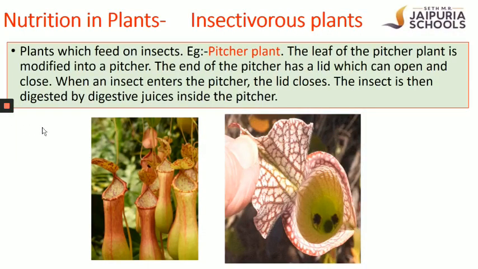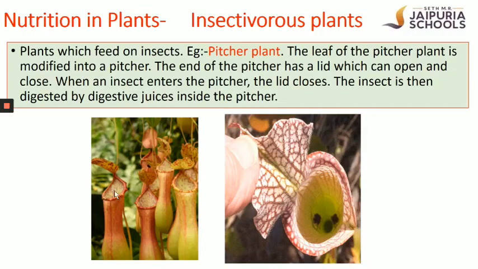Insectivorous plants. Plants which feed on insects. Example, pitcher plant. The leaf of the pitcher plant is modified into a pitcher. The end of the pitcher has a lid which can open and close. When an insect enters the pitcher, the lid closes. The insect is then digested by digestive juices inside the pitcher.